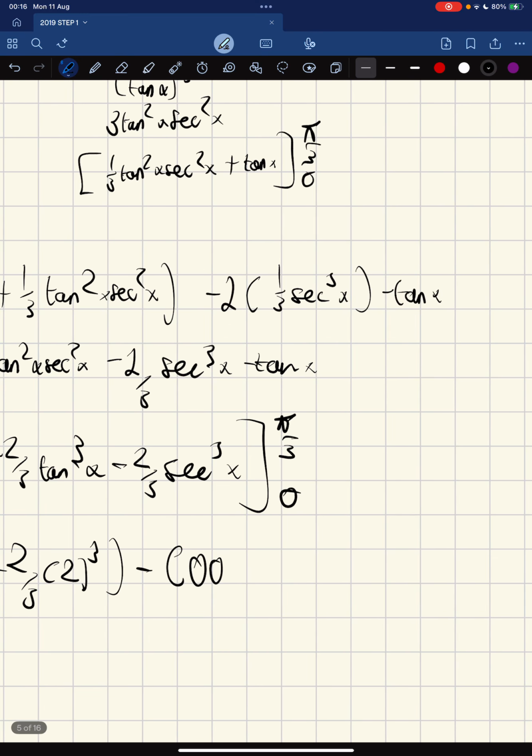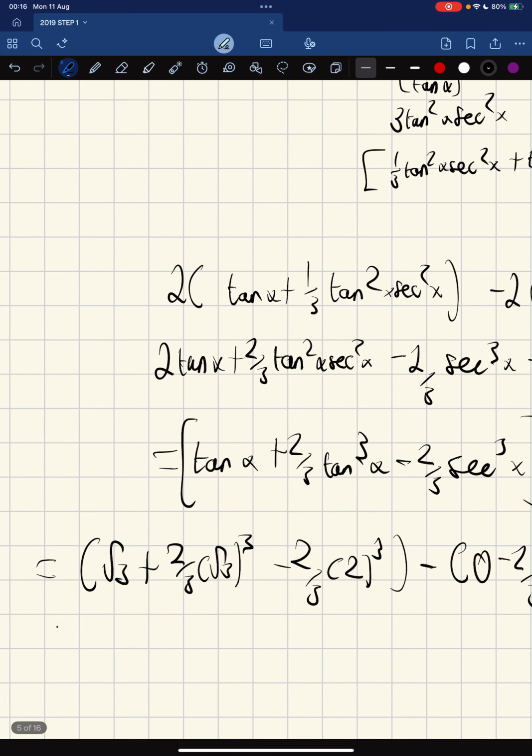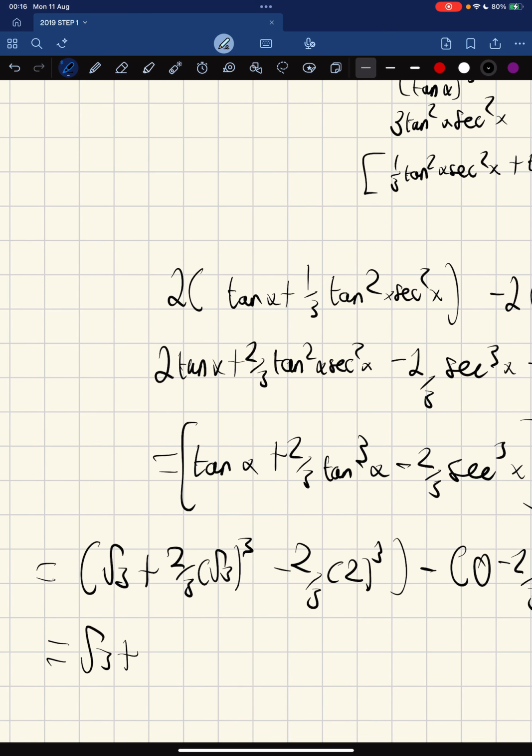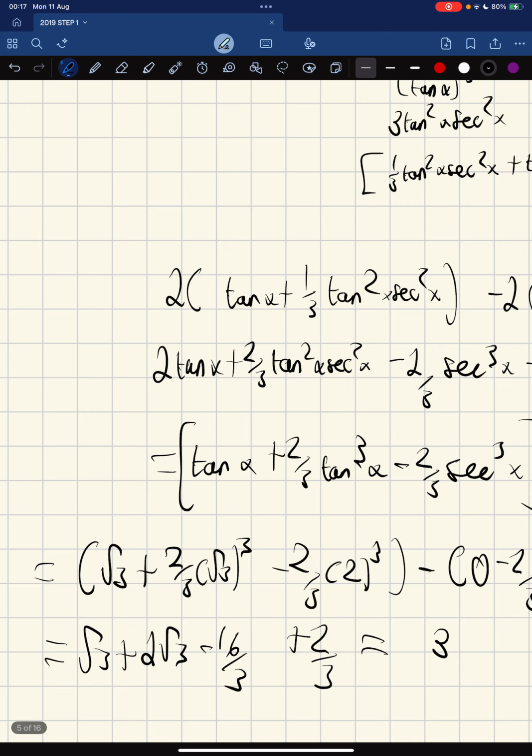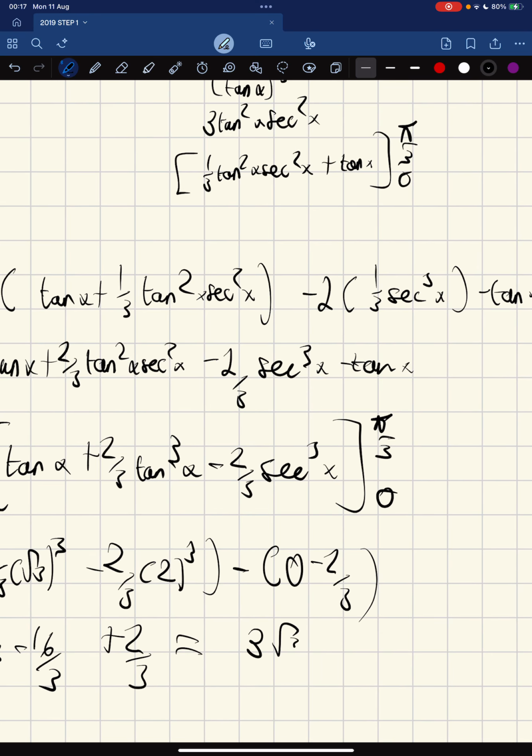That's going to be root 3 plus 2 root 3, minus 16 over 3, then plus 2/3. So that's going to be simple addition. So we have 3 root 3. Simplify that, I get 3 root 3 minus 14 over 3. And that is the end of the question. And thank you for watching. And I hope it's helped.